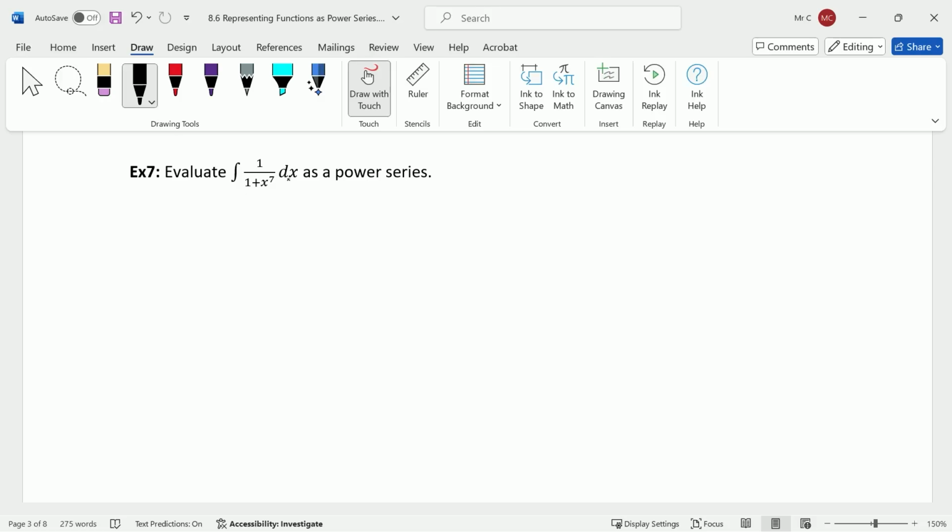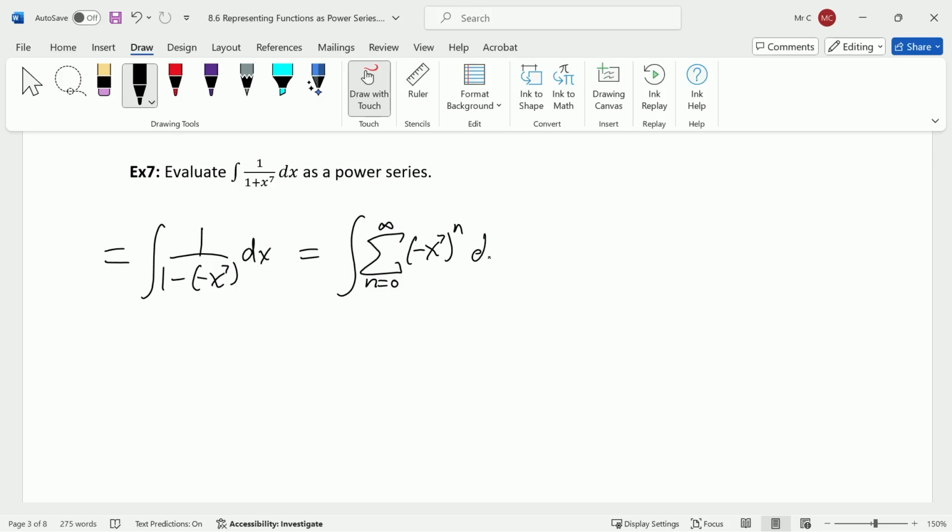The integral of 1 over 1 plus x to the 7th dx, you're never going to find a way to evaluate that integral directly. But I can rewrite it as the integral of 1 over 1 minus negative x to the 7th. And I can convert that function inside to the sum from n equals 0 to infinity of negative x to the 7th to the nth power. This becomes the integral of the sum from n equals 0 to infinity of negative 1 to the nth power times x to the 7th to the nth, which is x to the 7n.